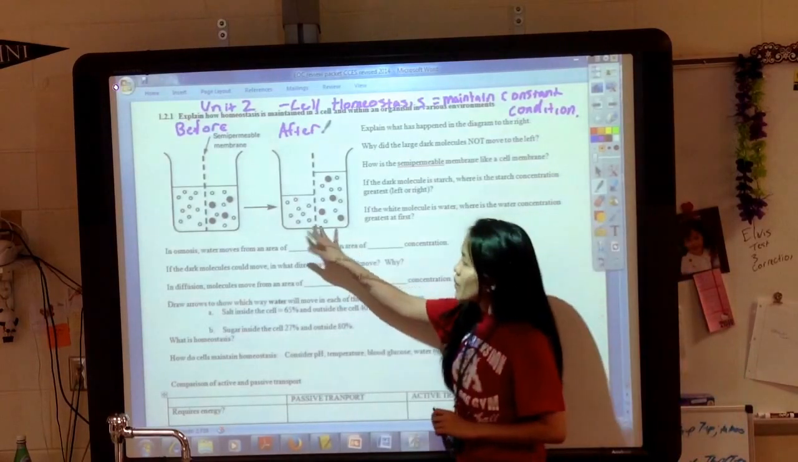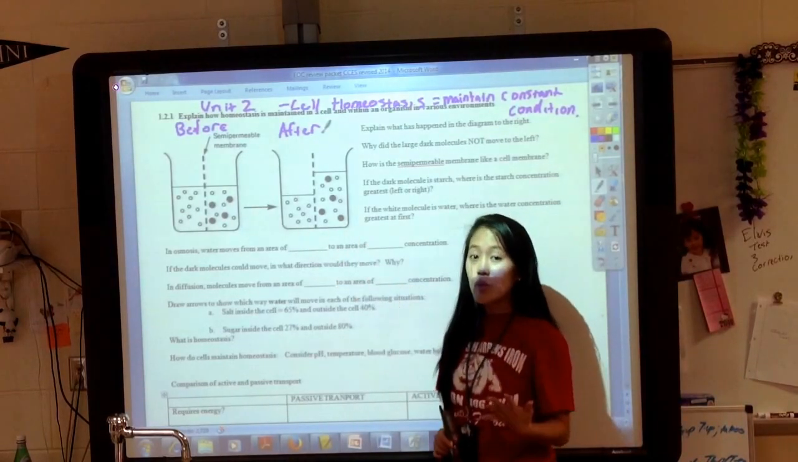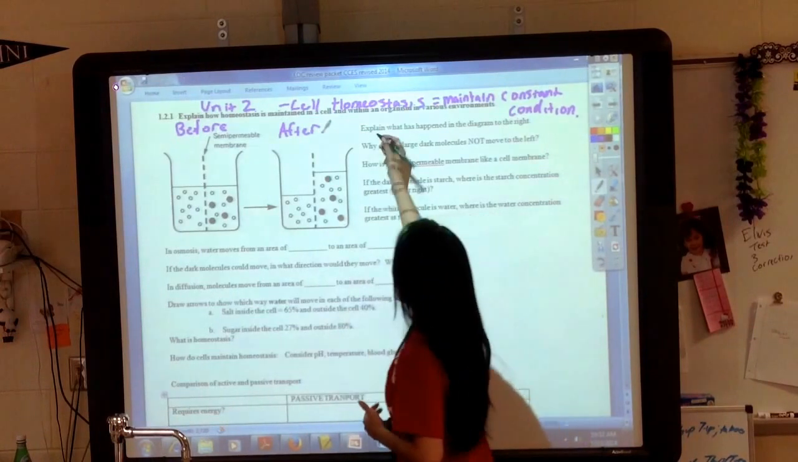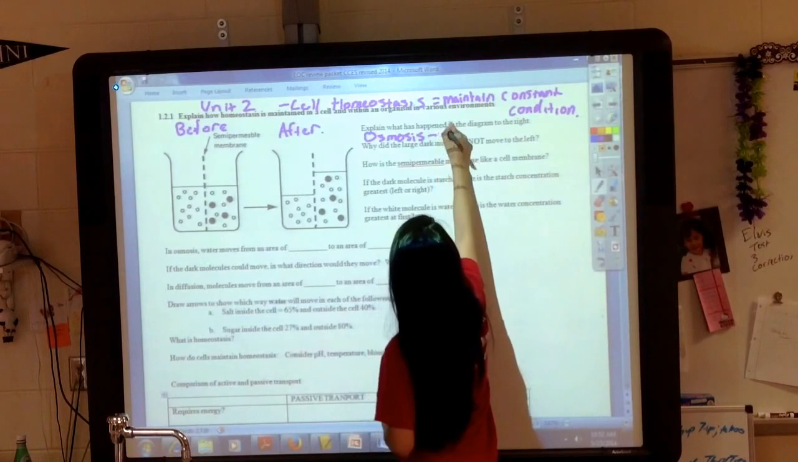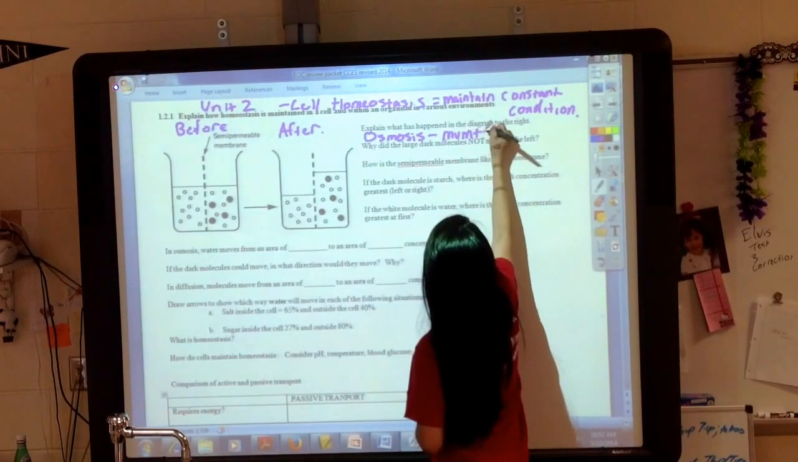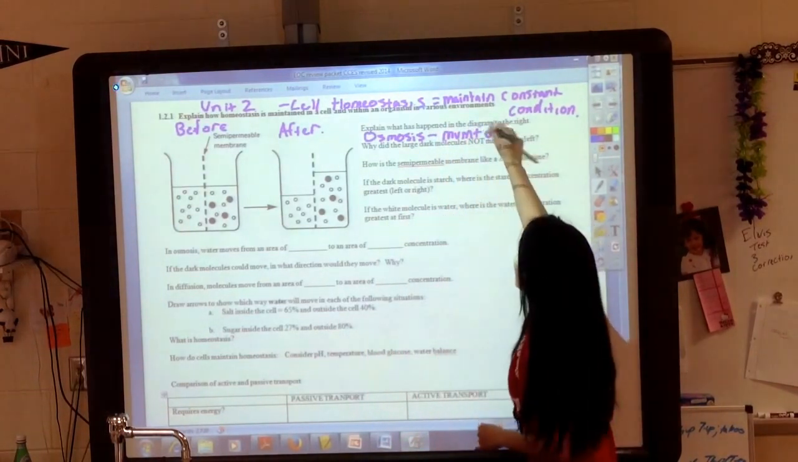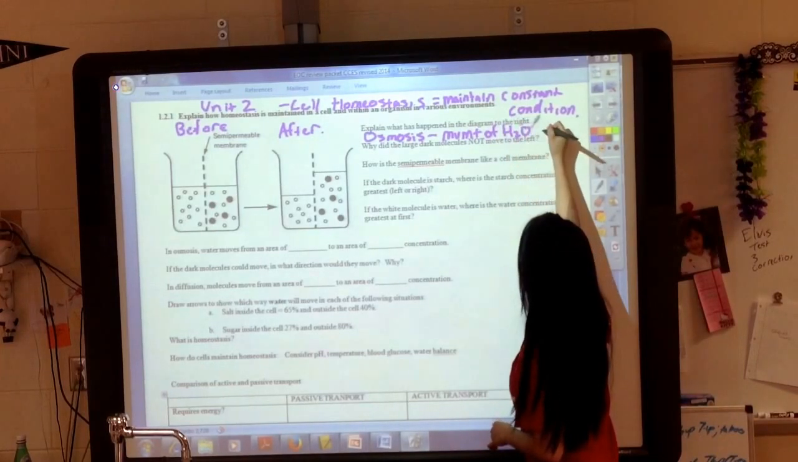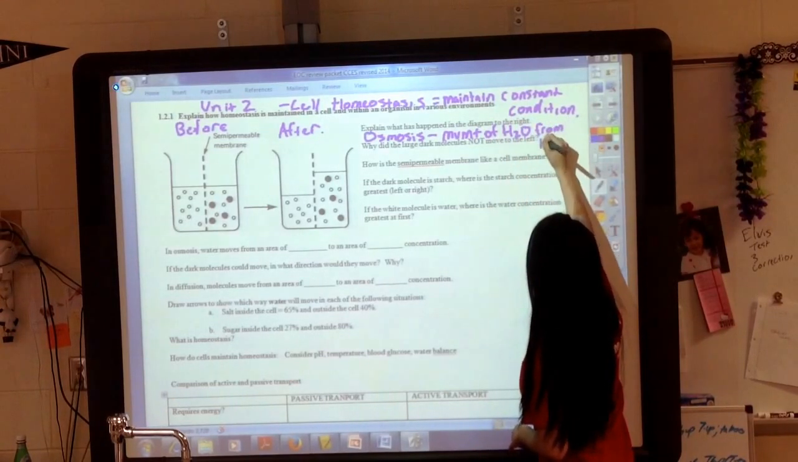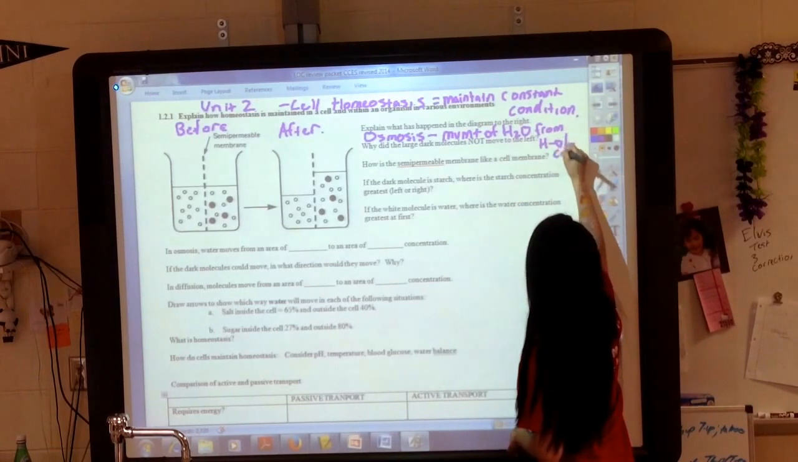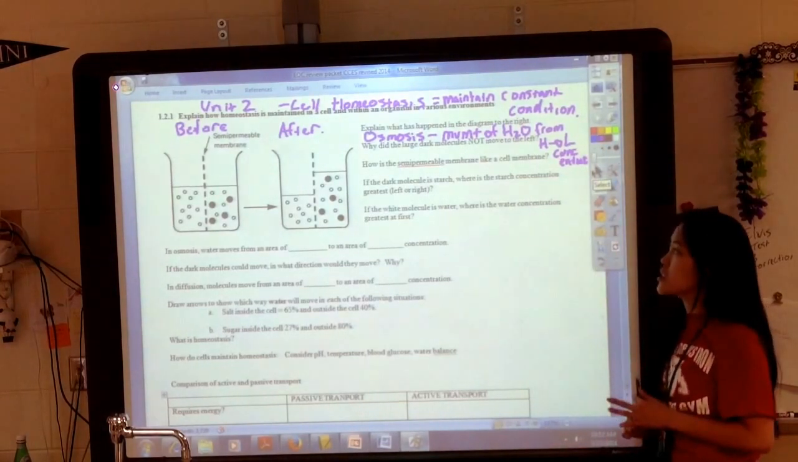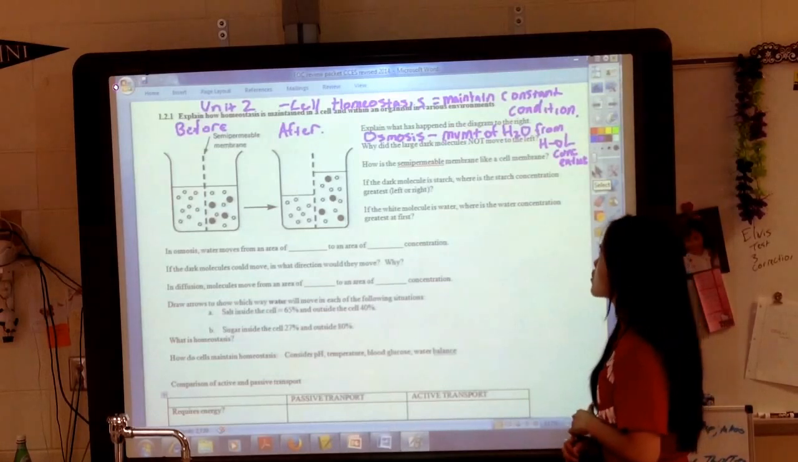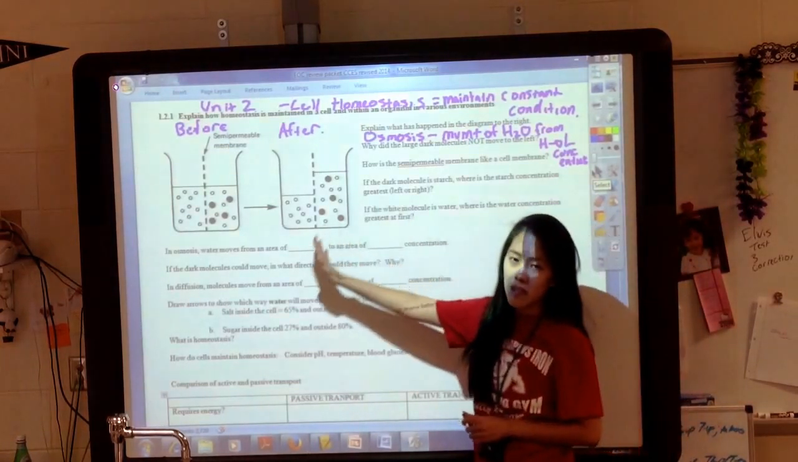So if we're talking about water having been moved, what is that called? Hopefully you remember that that's osmosis. Osmosis is the movement, and I'm going to abbreviate here, MVMT, movement of specifically water, H2O, from high to low concentration. High to low concentration.